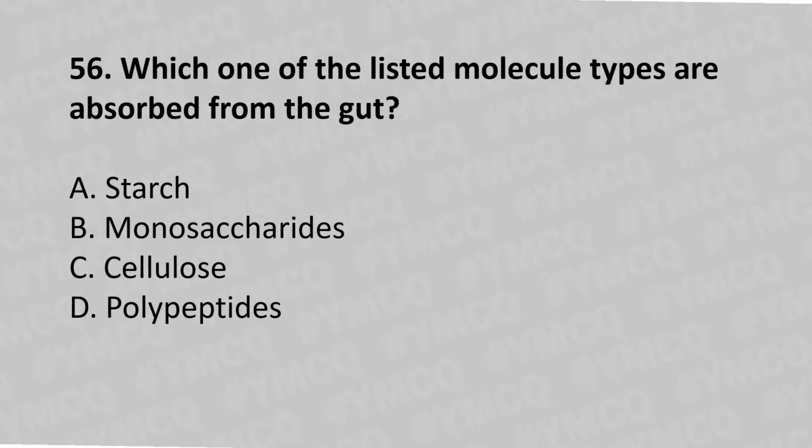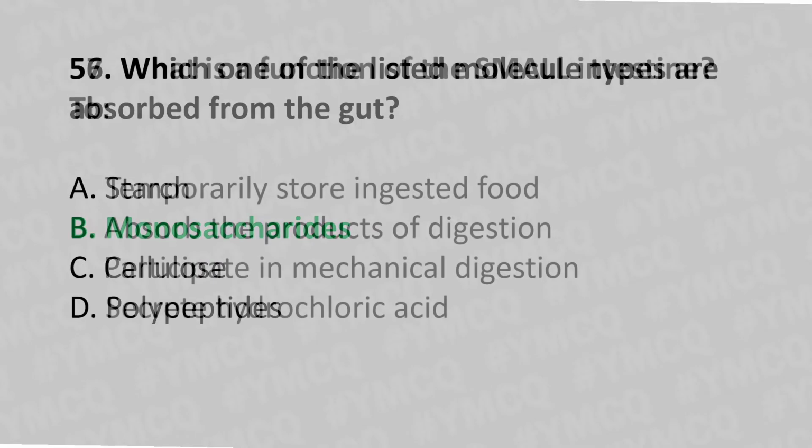Which one of the listed molecule type are absorbed from the gut? Option A, starch. Option B, monosaccharide. Option C, cellulose. Option D, polypeptide. And the answer is Option B, monosaccharide. Now let's move to question number 57.